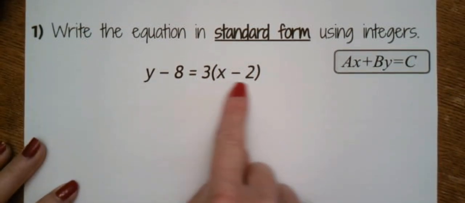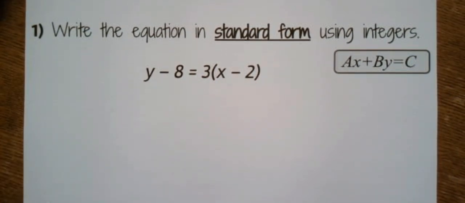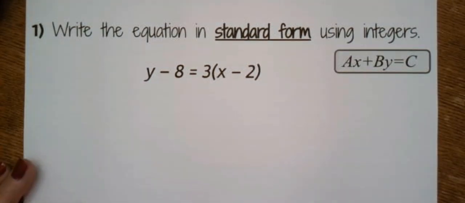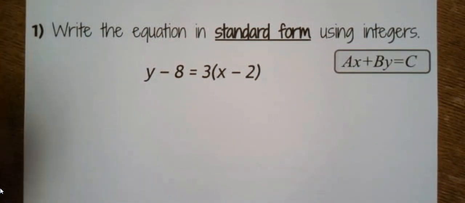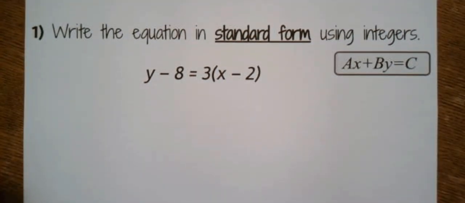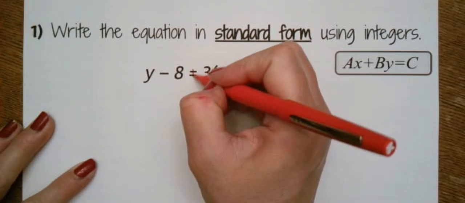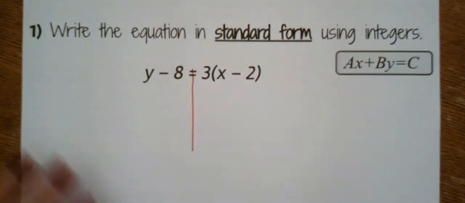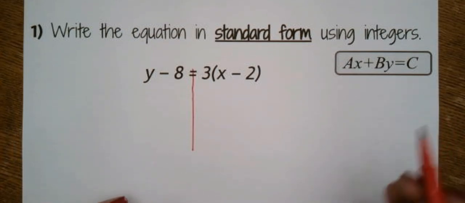Okay, go ahead and write down example number 1. You'll notice that this equation is in point-slope form, but we're going to convert it, rewrite it in standard form so that it looks just like this. To begin, we're going to distribute the 3 on the right-hand side because we don't want any parentheses in our equation.